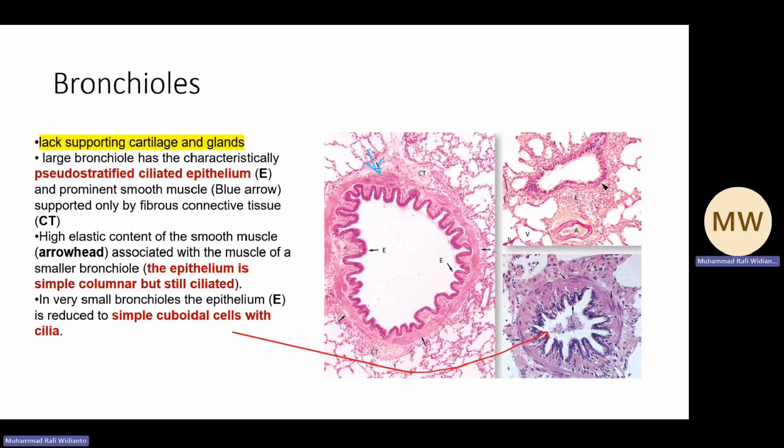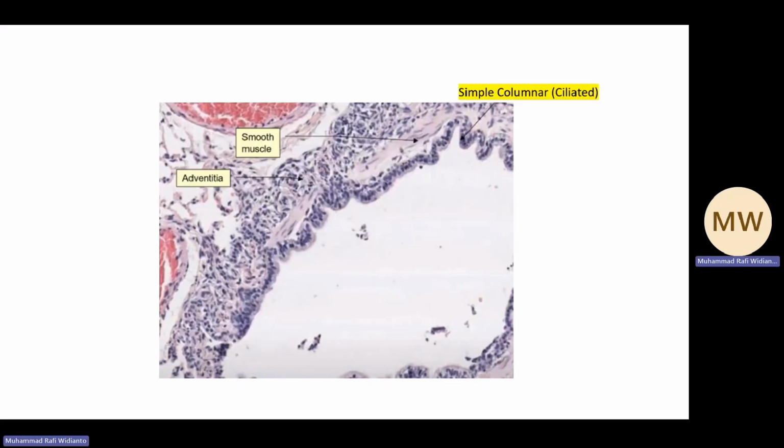And there are some muscle layers over here, as I highlighted in the blue arrow. And here is just another slide of the bronchiole. You can see the adventitia, the smooth muscle, and the simple columnar ciliated cells.